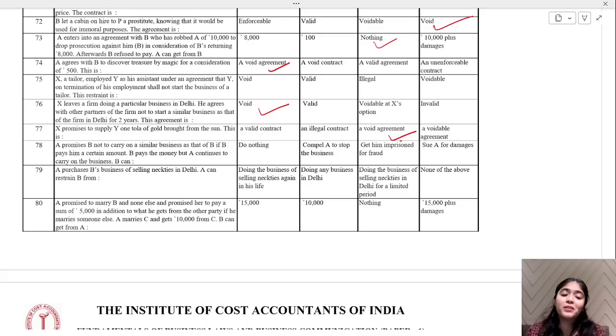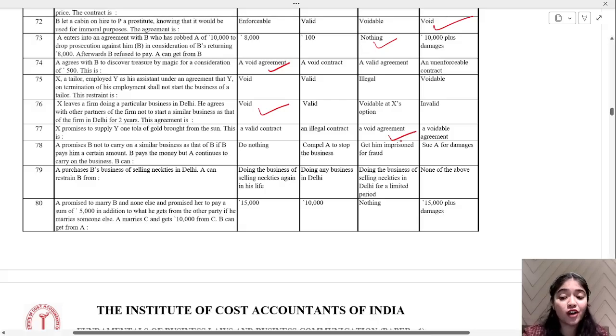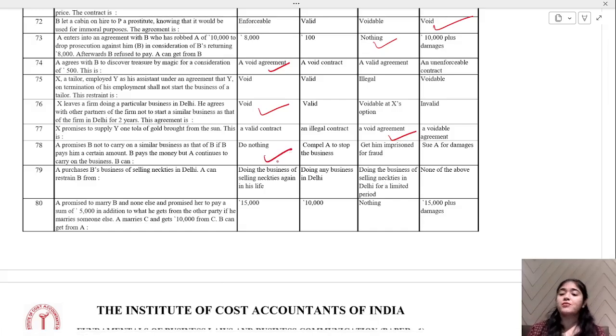Now, A promises B not to carry on a similar business as that of B if B pays him a certain amount. B pays the money, but A continues to carry on the business. Can he do anything? See, that is again restraint of trade. He can do nothing because you are restraining someone from trade.